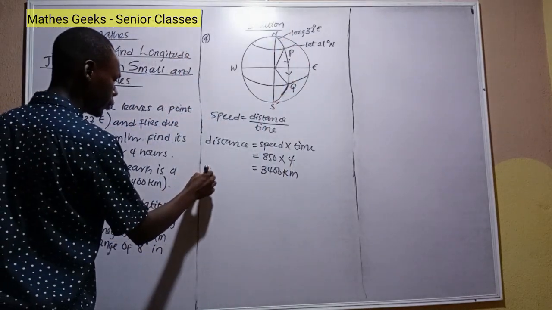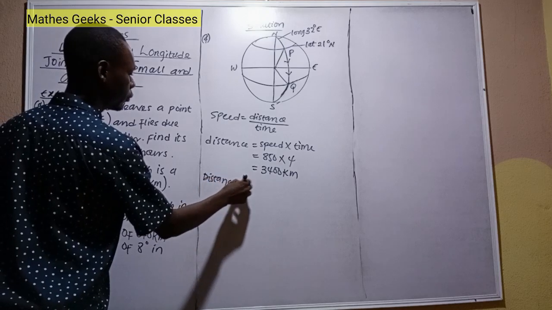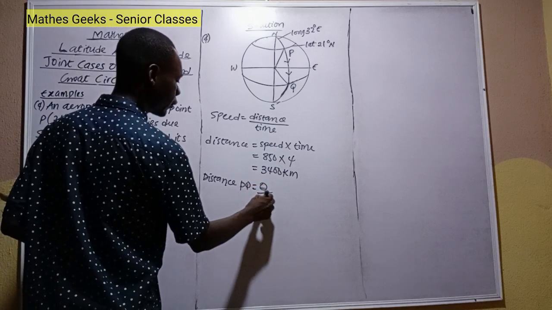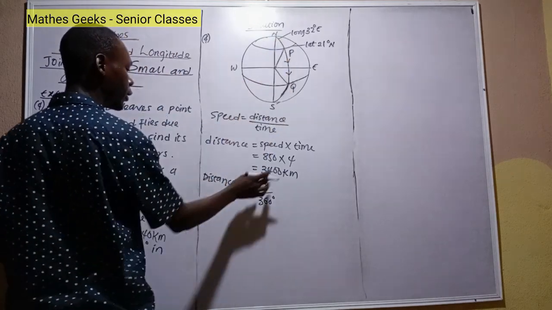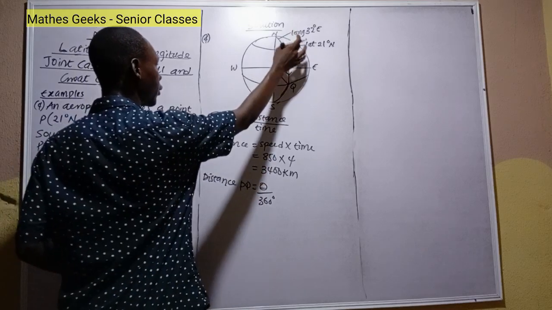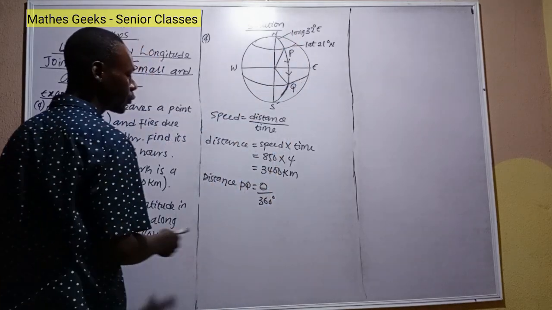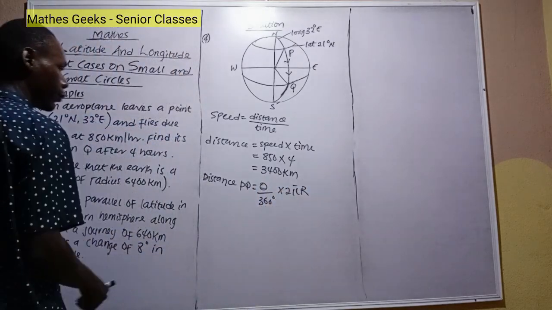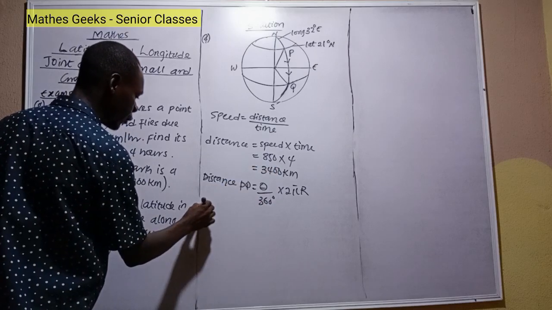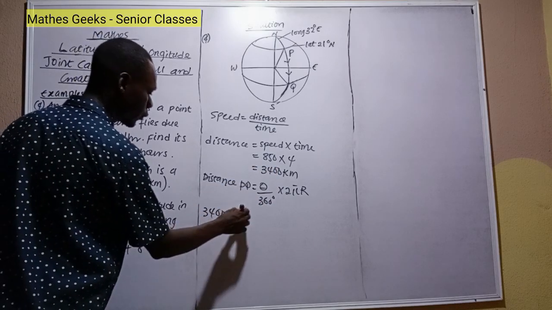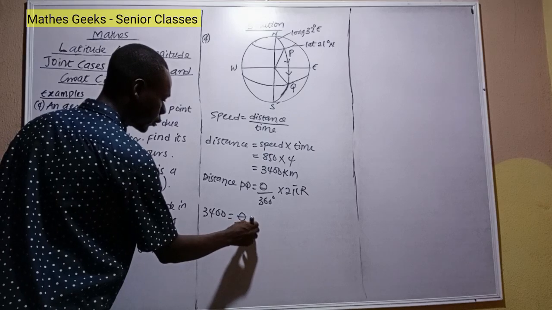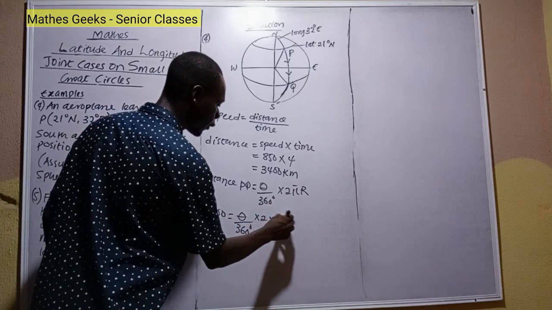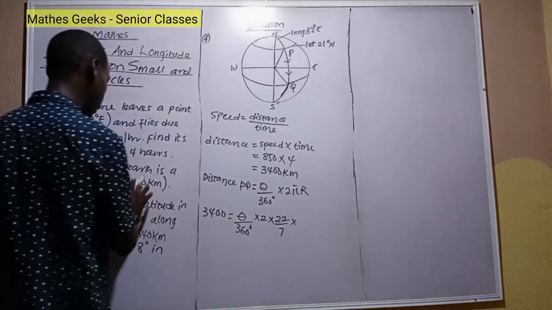So distance PQ is equal to theta over 360 degrees times 2 pi r. Since both points lie on the same longitude, theta is the angular difference in latitudes. So we need the latitude of P, and we are going to look for the latitude of Q. Distance PQ is 3,400 kilometers. We're not given the value for pi, so we use the usual value, which is 22 over 7, and r is 6,400 kilometers.